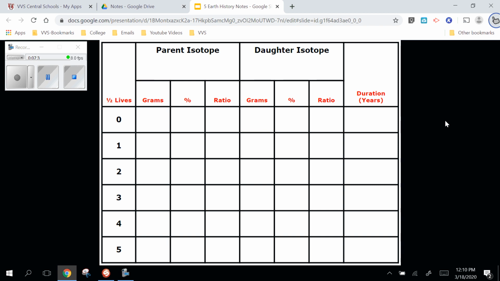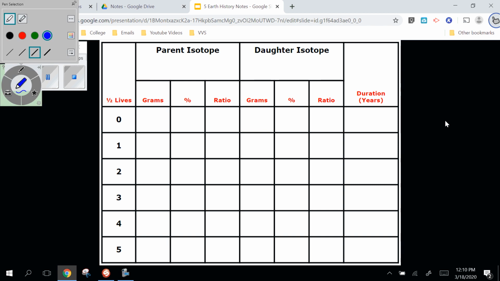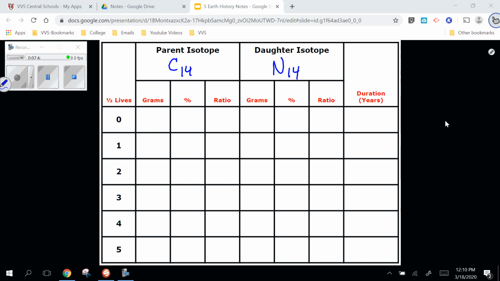All right, let's take a look at an example. I've got a little table here that I put together. We're going to use carbon-14 turning into nitrogen-14, because that's the one everybody knows about. Everybody knows about carbon dating. So let's say when the organism dies, it has 100 grams of carbon-14 in it. That represents 100%. Don't worry about the ratio for right now.